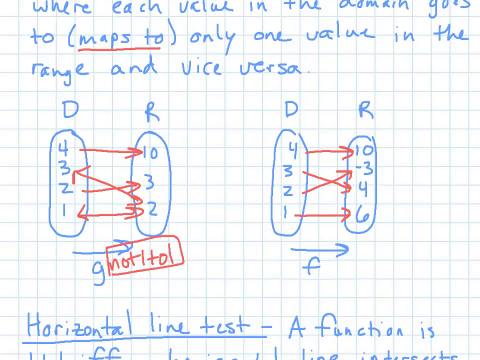But let's look at the other one. So for function f, 4 goes to 10, 3 goes to 4, 2 goes to negative 3, and 1 goes to 6. But if you look backwards, 10 goes to 4, negative 3 goes to 2, 4 goes to 3, and 6 goes to 1. So each of those y values goes to exactly one x value. So f is one-to-one in this case. Okay, so that would be an example of what is not one-to-one and what is one-to-one.